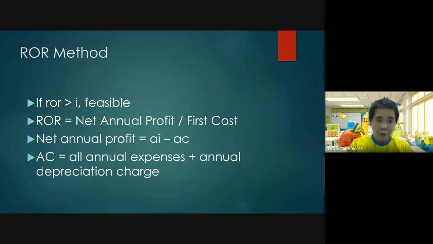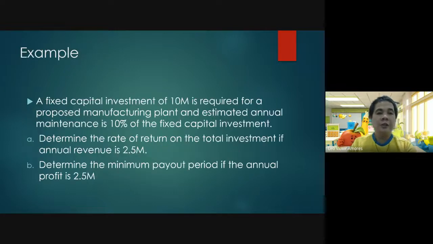So, if your ROR is greater than your interest rate, it should be feasible. You know? So, if your ROR or the net annual profit over the first cost, then net annual profit nimo is the revenue minus cost per year. So, that is annual expenses plus annual depreciation charge ng AC.